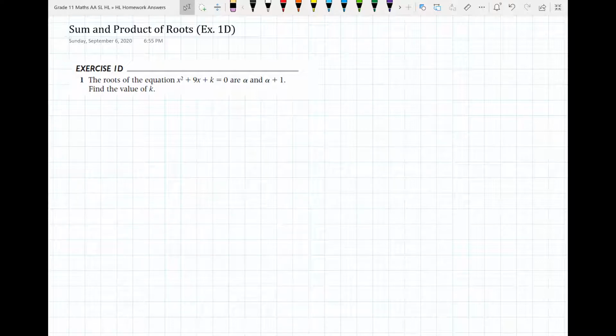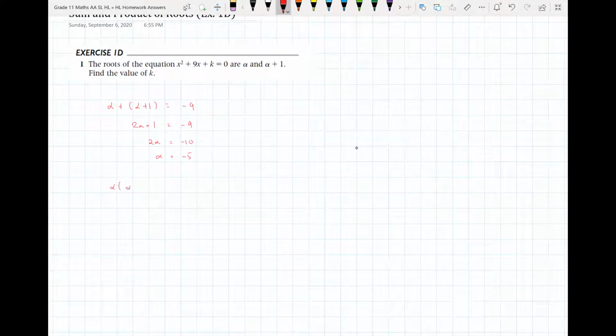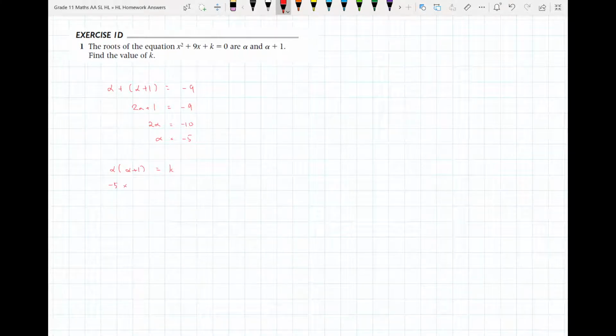So in the first question, we're looking for the last coefficient, and we can actually use the fact that the sum of the roots is going to give me negative b, so therefore alpha plus 1 must be negative 9. So we can simply solve for alpha, which is minus 5. And the product, therefore, must be equal to k. So if I just plug in negative 5 and negative 5 plus 1, I get k equals 20.